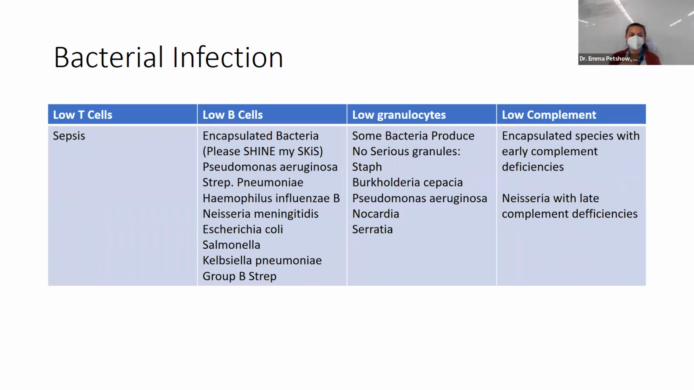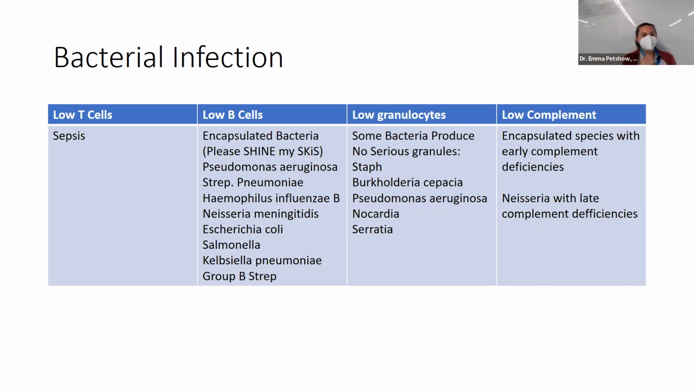This acronym is PLEASE SHINE, all caps, my SKIs: Pseudomonas, Strep pneumoniae, H. flu, Neisseria meningitidis, E. coli, Salmonella, Klebsiella, and group B strep. Those are your encapsulated bacteria that can evade the immune system. If you have low granulocytes, your acronym could be "some bacteria produce no serious granules": Staph, Burkholderia, Pseudomonas, Nocardia, Serratia. Those would be your commons that could affect you more if you're immunocompromised with this specific immunodeficiency.